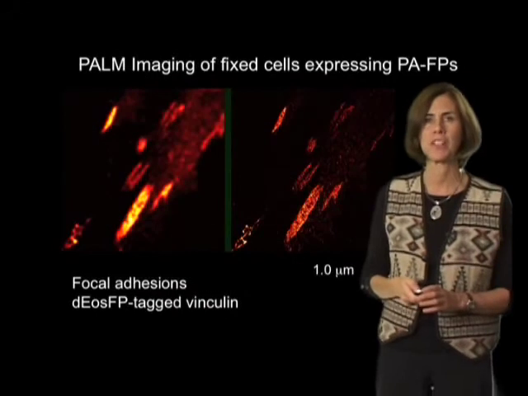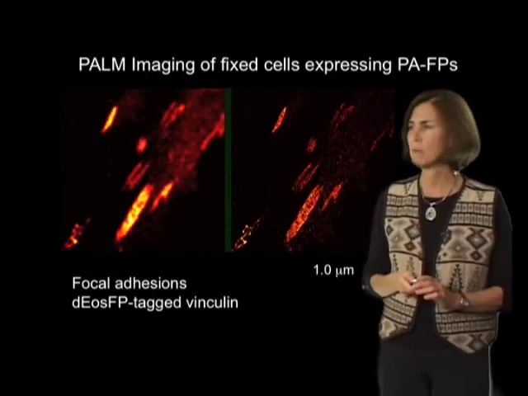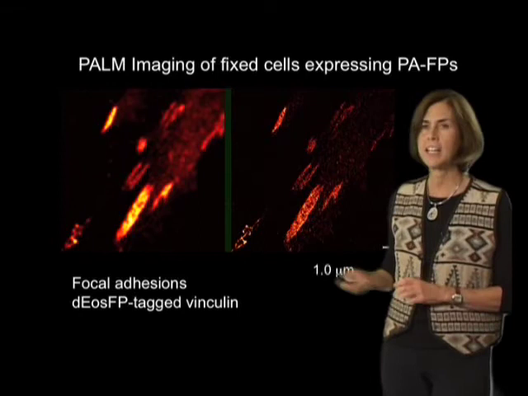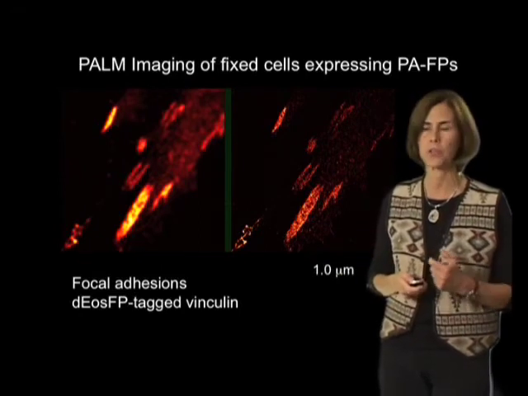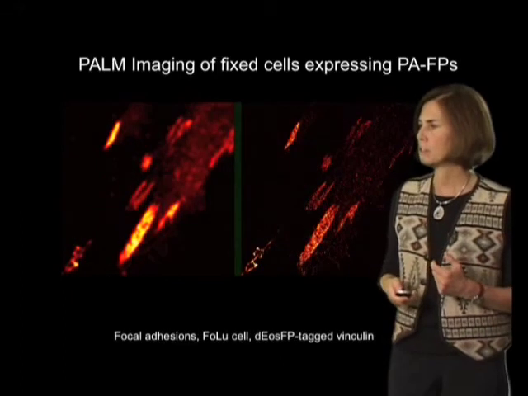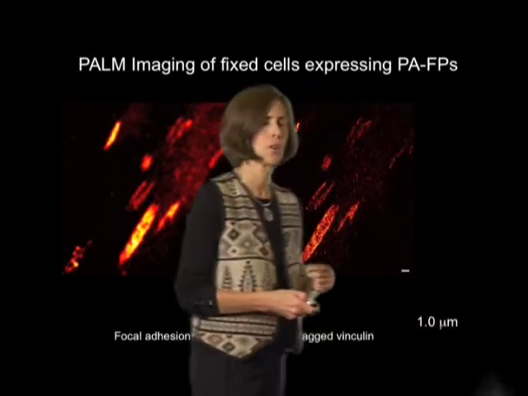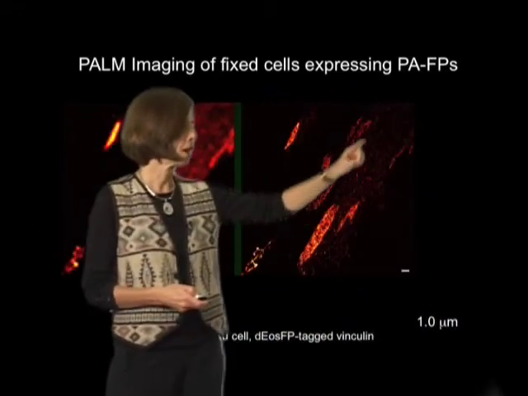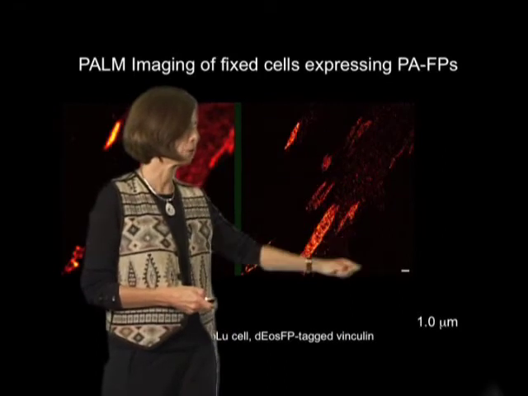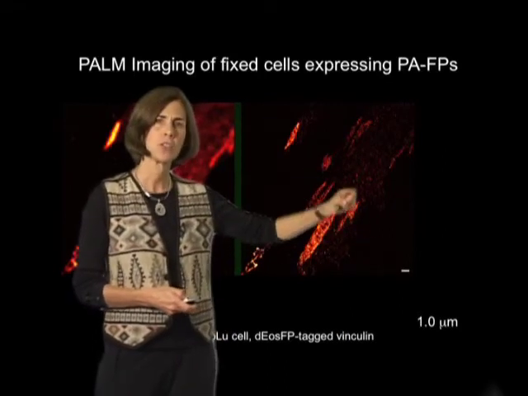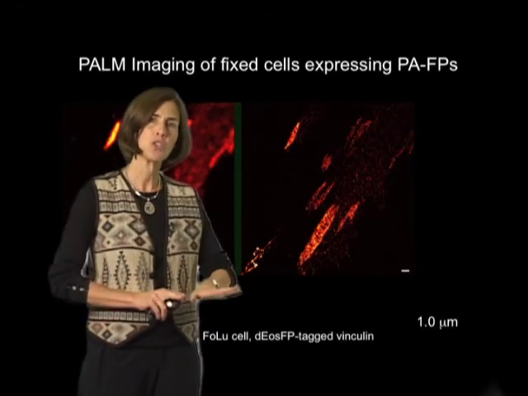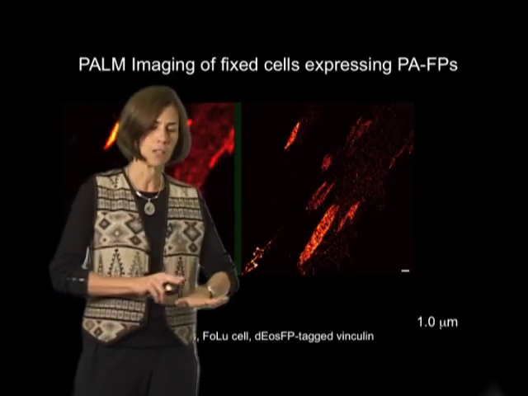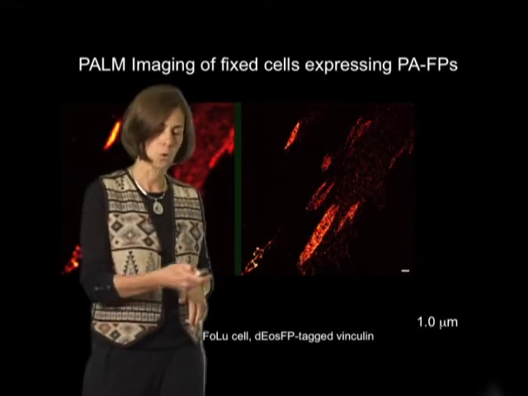So just to give you some examples of what you can get with this approach, here are focal adhesions tagged with a photoconvertible protein, tandem dimer EOS, and if we zoom up on this, you can see the localization of these individual vinculin molecules in these focal adhesions that are found at the base of cells. And these focal adhesions are sort of like the feet of cells that allow cells to crawl.